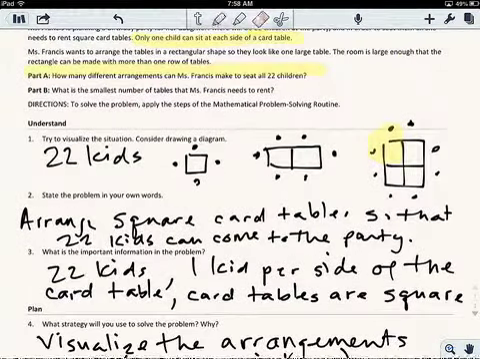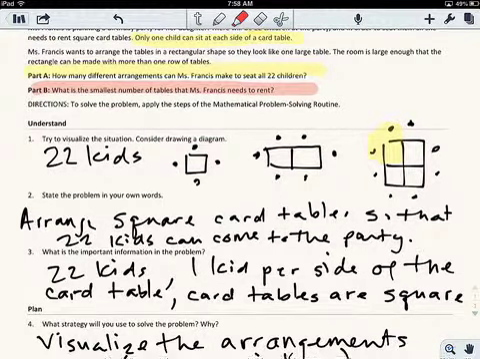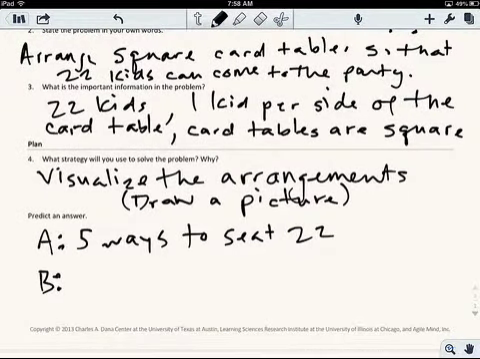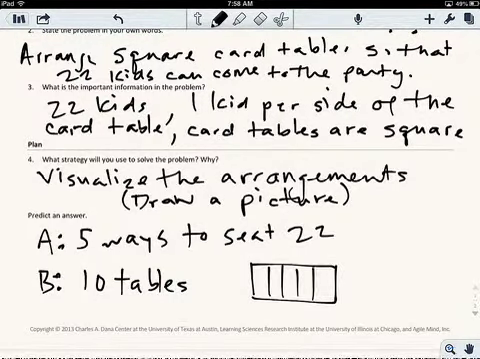And then let's look at the second question here. B: what's the smallest number of tables Miss Francis needs to rent? I'm just totally guessing here, because sometimes a prediction is just a guess. I'm trying to visualize it. I think since you have to have 22, I'm going to guess, I don't know, 10 tables. I think it's going to be some kind of arrangement like that, but I might be wrong. I'm making a prediction at this point, and we'll see how close my prediction is.